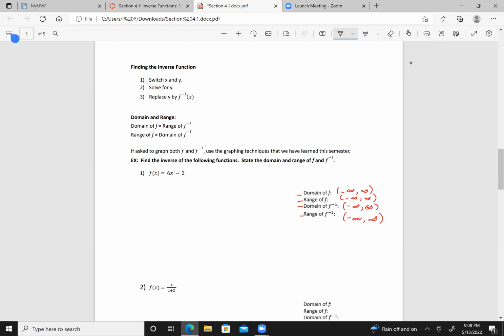So now let's find f inverse. So we take this and make this y equals 6x minus 2. Then we swap x for y and y for x. So we have x equals 6y minus 2. Now we want to solve for y. So add 2 to both sides. X plus 2 equals 6y. Then divide by 6. So I get y equals x plus 2 over 6, which tells me that f inverse of x equals x plus 2 over 6.